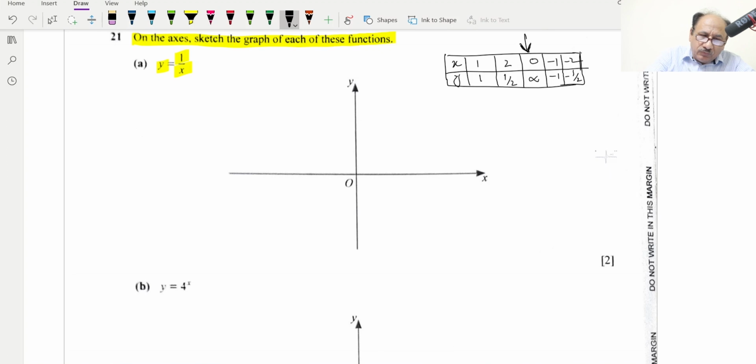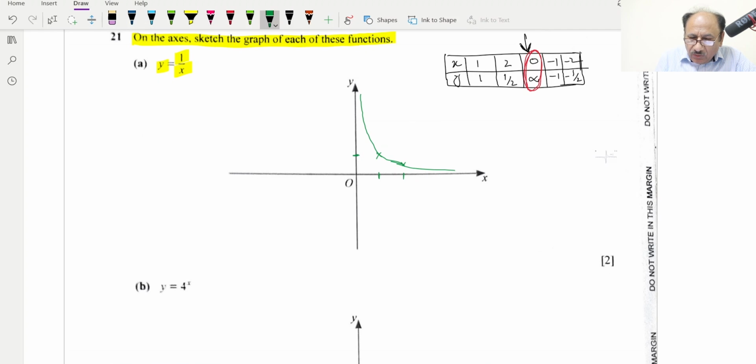This point indicates that this curve is never touching the y-axis line. It never touches the y-axis line. So what will be our curve? Our curve will be like this one. For x is equal to 1, this is 1, so you will get a point over here. And for x is equal to 2, this is 1 by 2, so it is coming down like this. So it will be curving like this one.